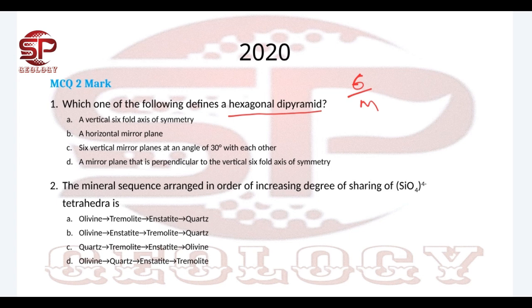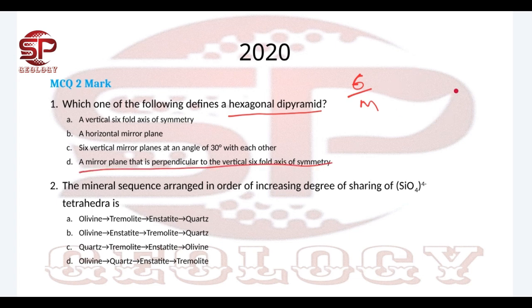A vertical 6-fold axis of symmetry. Obviously, in case of hexagonal system, hexagonal dipyramid has a 6-fold axis of symmetry. But hexagonal dipyramid also has a mirror plane, so only a vertical 6-fold axis will not be enough. A horizontal mirror plane, obviously a horizontal mirror plane is there. Then 6, but it is not completely explaining 6/m. 6 vertical mirror planes at angle 30 degrees to each other, completely incorrect. The only option left, a mirror plane that is perpendicular to the vertical 6-fold axis.